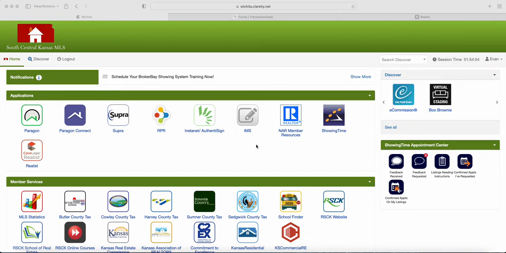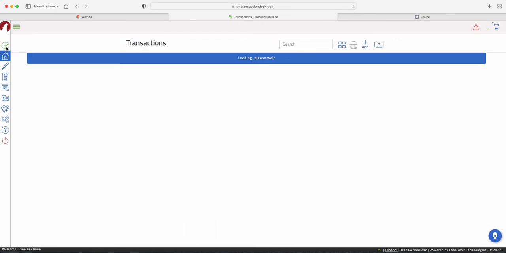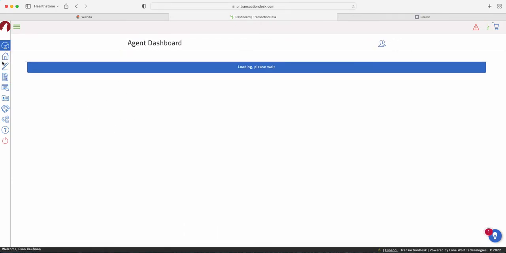Listing agreement. Now, when you log into the MLS, you're going to see everything pulled up on your dashboard. We're going to start by clicking on the Authorization Instanet section, and it's going to pull us to where you're going to see your dashboard with all your contracts.